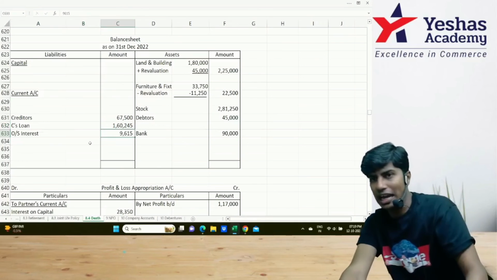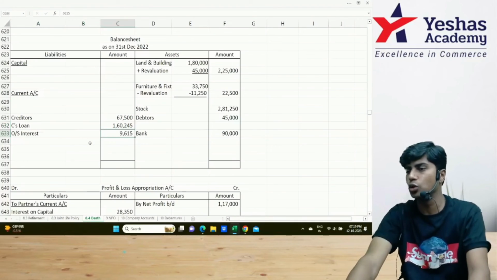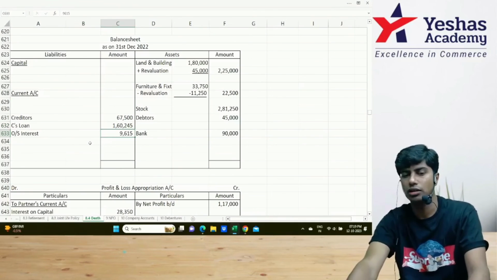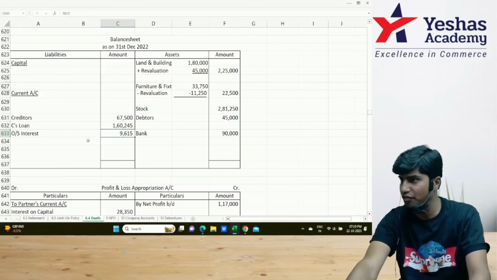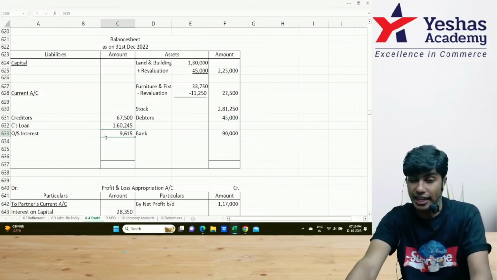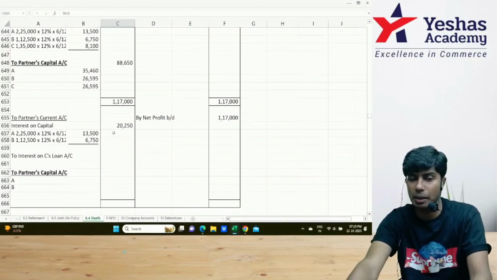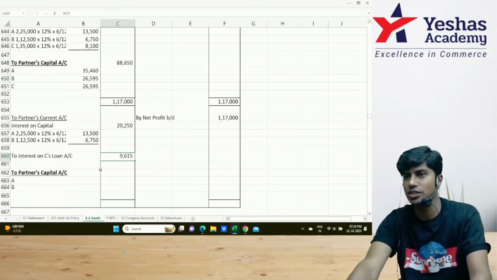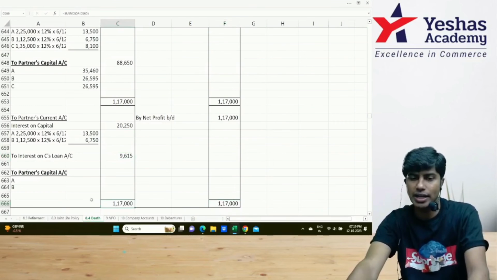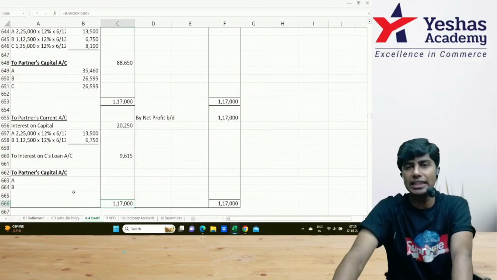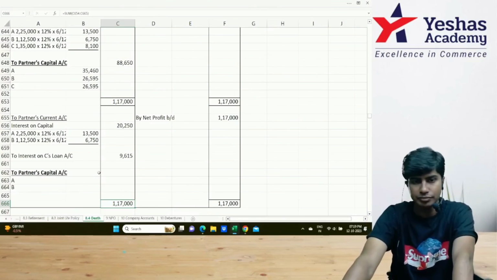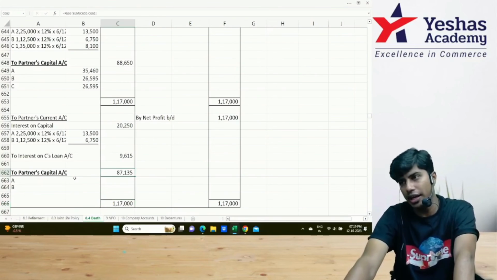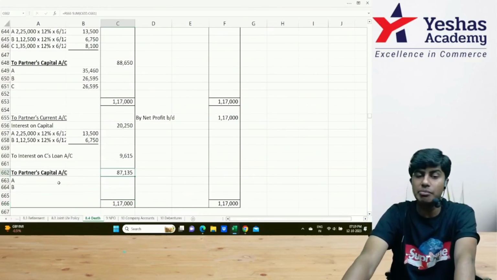I'll tell you again, 1,60,245 into 12% into 6 by 12. 9,615. I wrote it here. This 9,615, I'll also write in my P&L appropriation account as expense. Once I write that 9,615, now I'll find the profit to be shared between A and B. 1,17,000 minus 20,250 minus 9,615. 87,135. This will be shared between them equally.